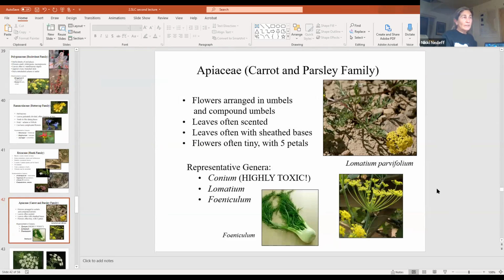Interesting. Carrots, each carrot family member has the same kind of structure. They all have these umbrella-shaped or umbel-shaped inflorescences that are the collection of these teeny tiny little flowers. And they all have these clasping kinds of sheathed bases, these sheathed leaves that are highly dissected. Look at how finely dissected these are here.